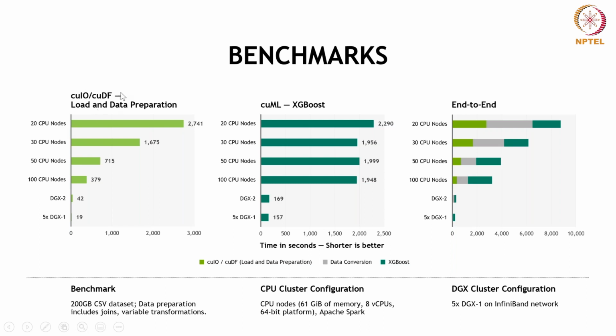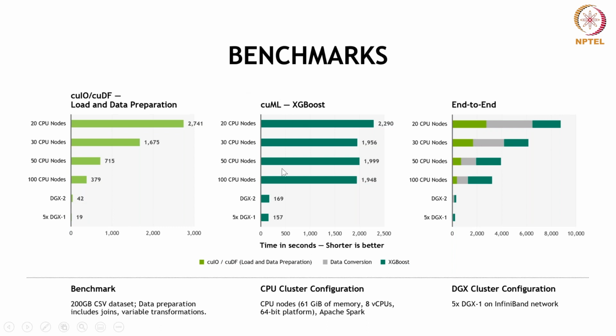So if you were to do the data frame manipulations, how many CPU nodes would you need? Everything is listed here: what data set it is, what configuration is being used, and all. So it takes so much time, but on one DGX system, which is a DGX with 16 GPUs, you can see even 100 CPU nodes are not able to meet the same speed that we are expecting.